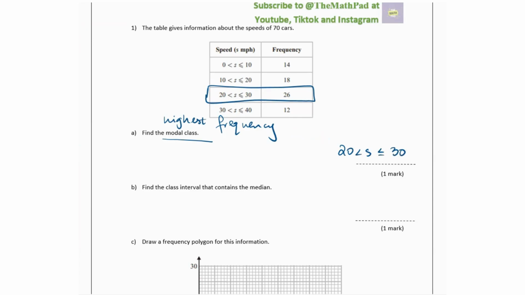Then find the class interval that contains the median. For the median value, we divide the total frequency by 2. So 70 divided by 2 is 35. Now we see which class interval gives us the 35th value. If you add 14 and 18, that gives you 32, which means the 35th value is going to come in this interval. So our modal class is the same as the median class, which is between 20 and 30.